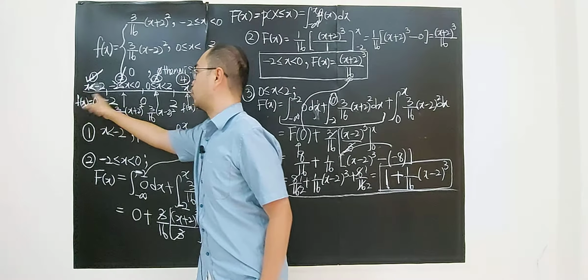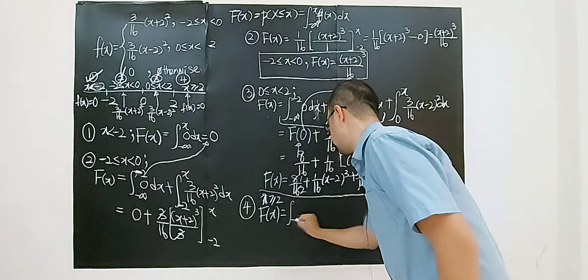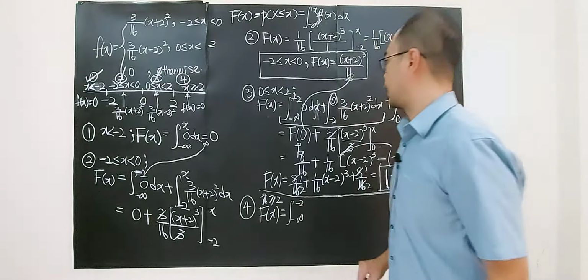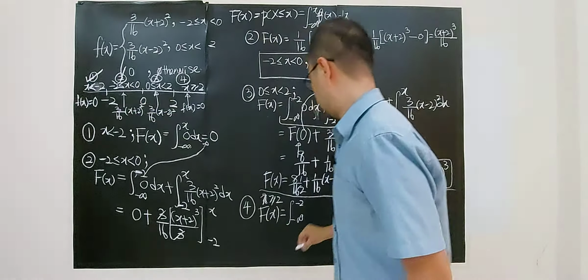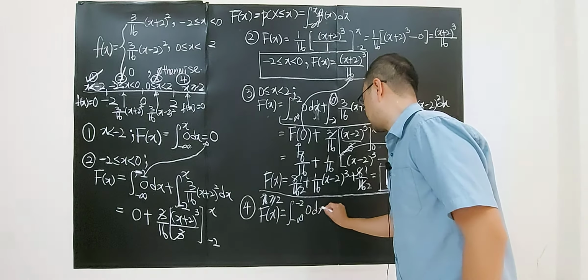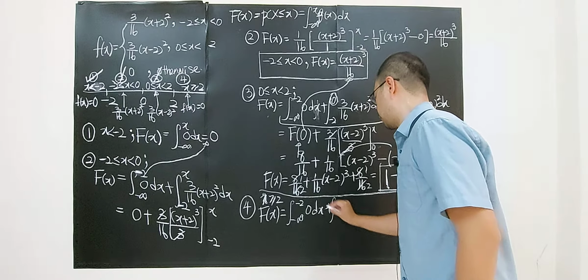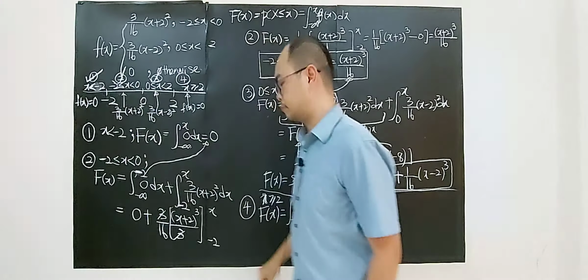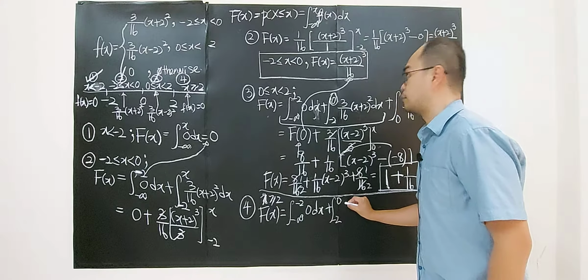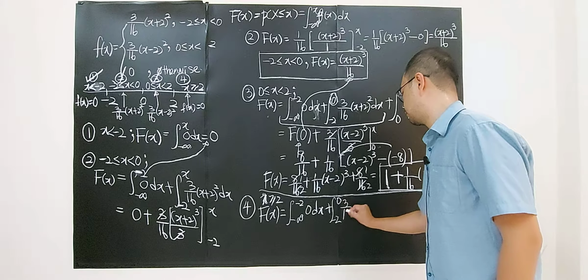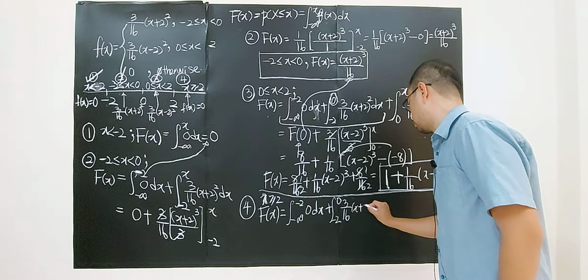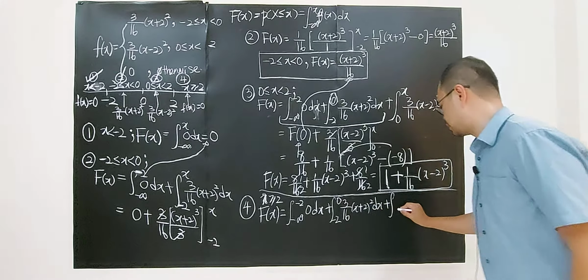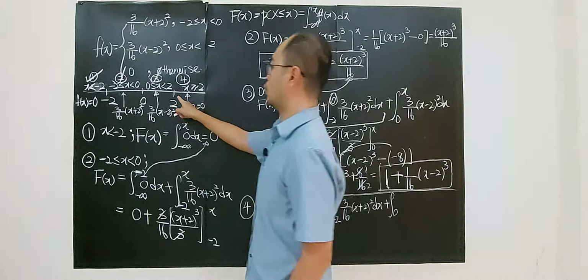Add up from the start, from negative infinity up to negative 2, 0 dx, plus start from negative 2 up to 0, because already tick kan, so it's up to 0. This time is 3 over 16 (x plus 2) to the power of 2 dx. Okay, plus again, start from 0 up to 2.